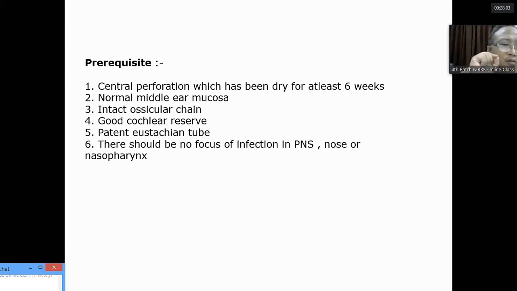The middle ear mucosa should be normal, which can be seen with the help of an otoscope. Through the perforation, you can see part of the middle ear mucosa, and it should be normal. It shouldn't be congested, it shouldn't be wet, and there should not be any discharge or any middle ear pathologies. And there should be an intact ossicular chain.